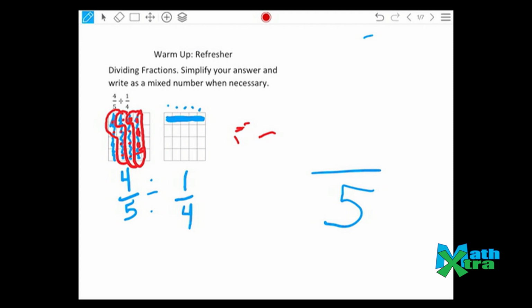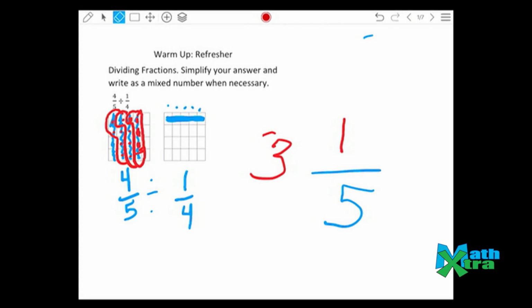Okay. Let's put it all together. We have 5 as our denominator. We've made 3 whole groups. And we have a remainder of 1 left over, which is our numerator. Our final answer is 3 1/5. We've solved that using our area model. We can also multiply by the reciprocal just to double check our answer.